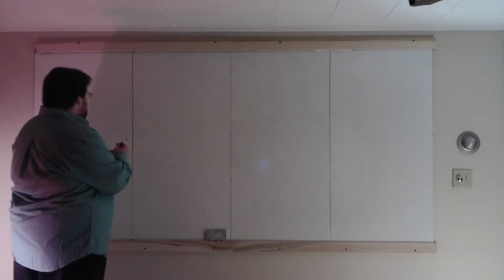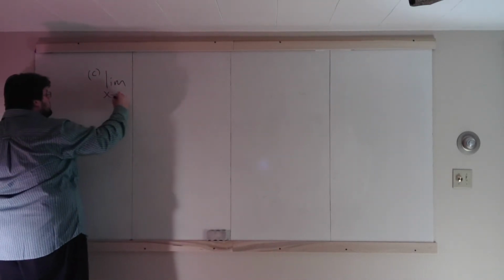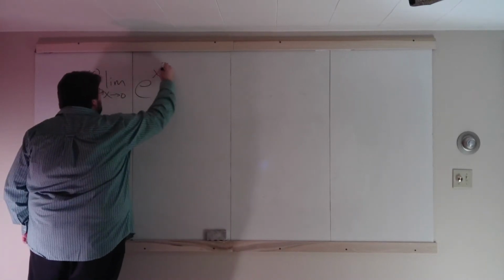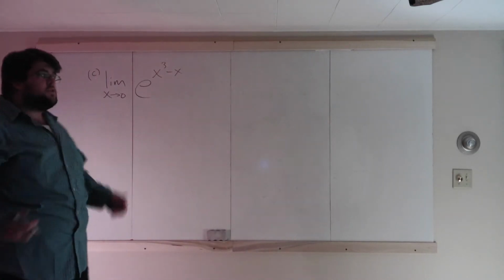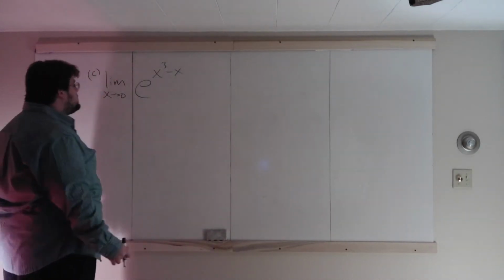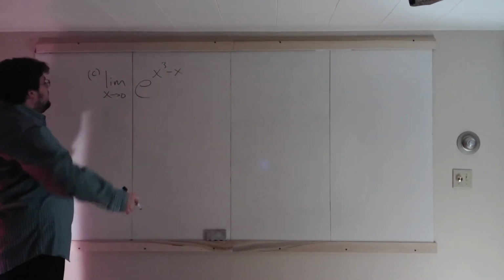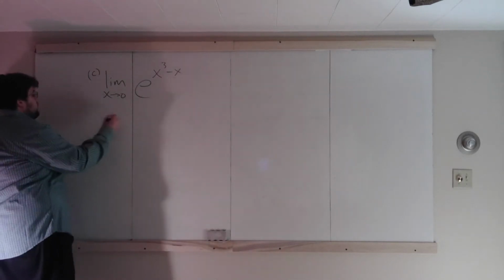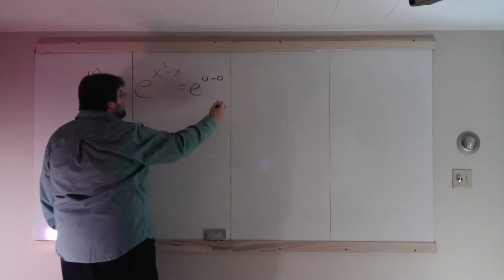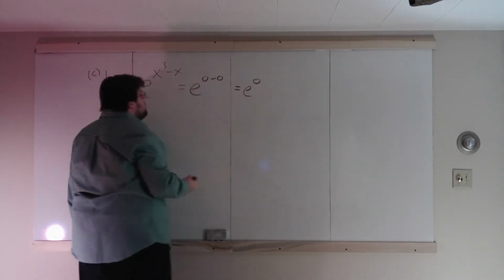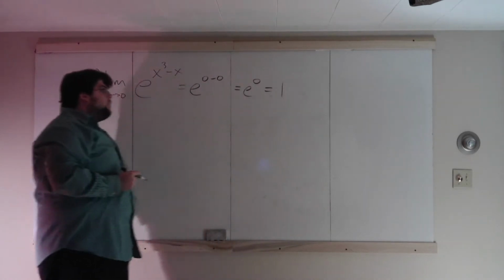Next, part C. Limit as x approaches 0 of e to the x cubed minus x. Again, we will try substitution. We have limits of compositions. You can push the limit inside the function. So here we can do that, and that reduces to a substitution. What happens if we substitute? Well, you get e to the 0 minus 0. e to the 0. Well, e is just a number. So e to the 0 is 1.